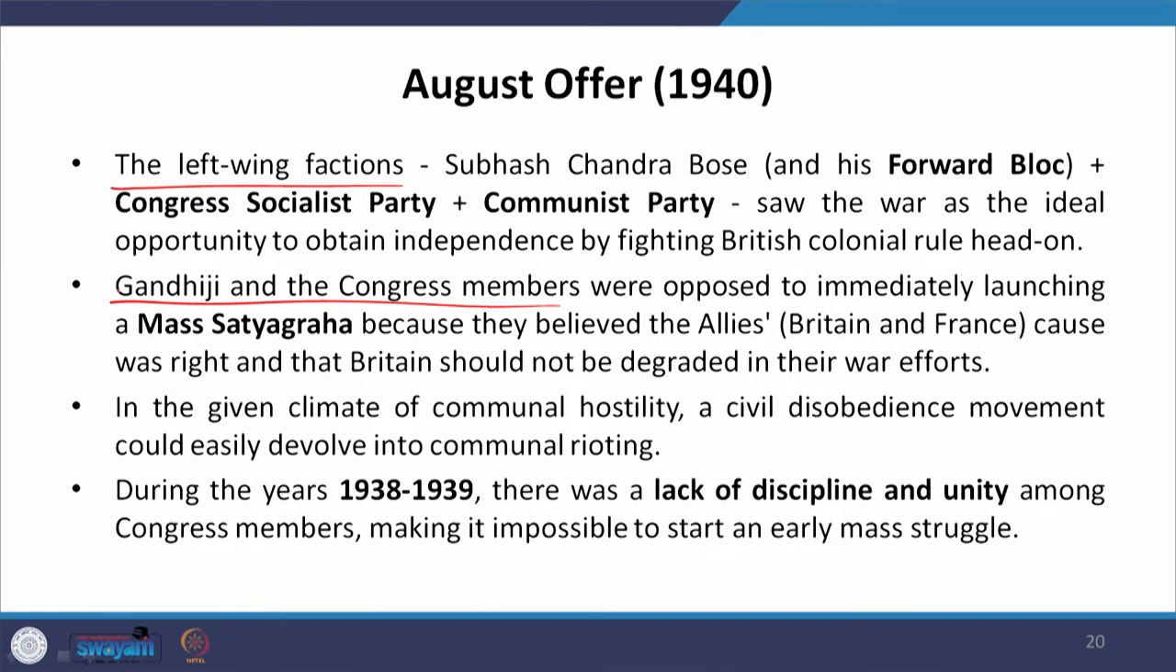During the years between 1938 and 1939, there was a lack of discipline and unity among the Congress members. They were taking different positions, assuming different positions, and making it impossible thereby to start an early mass struggle in a unified fashion.